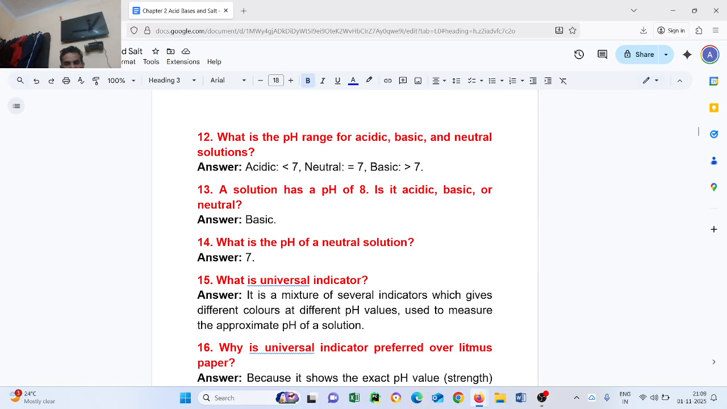Question number 15. What is universal indicator? It is a mixture of several indicators which gives different color at different pH value, used to measure the approximate pH of a solution.